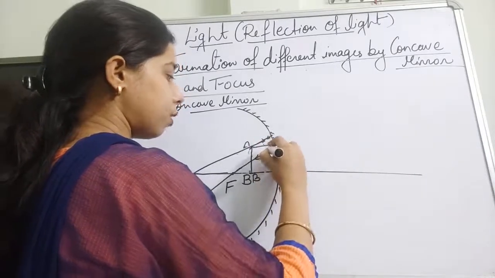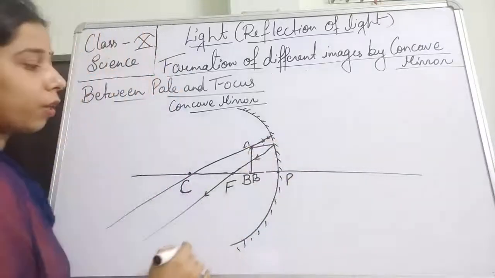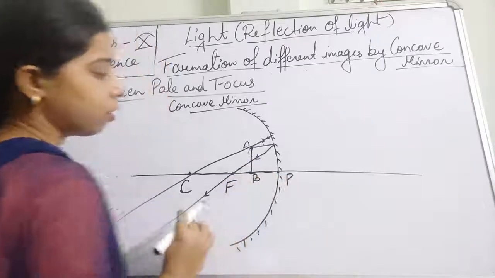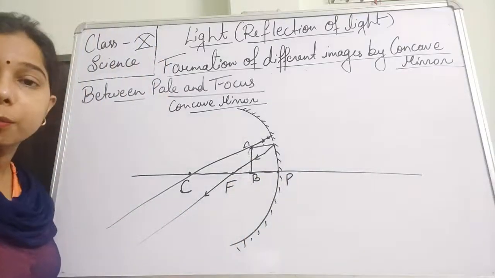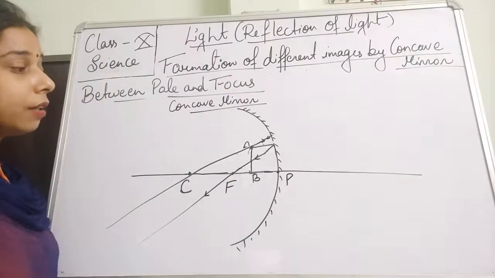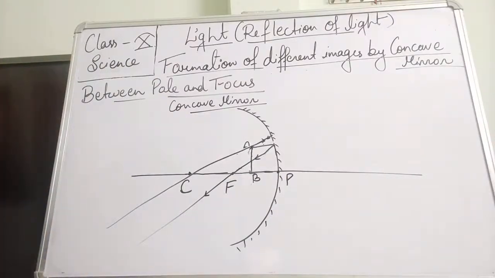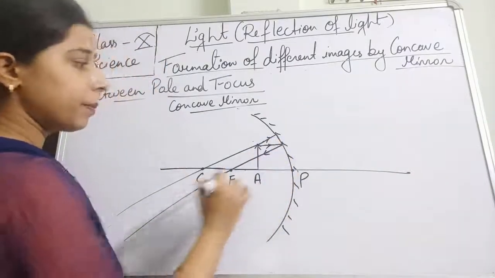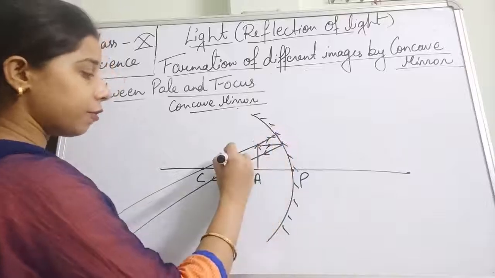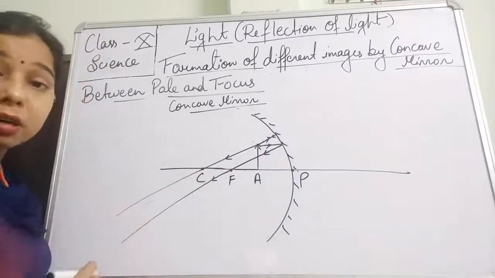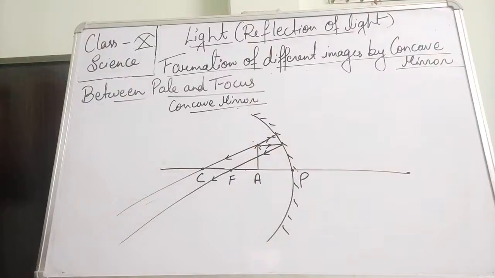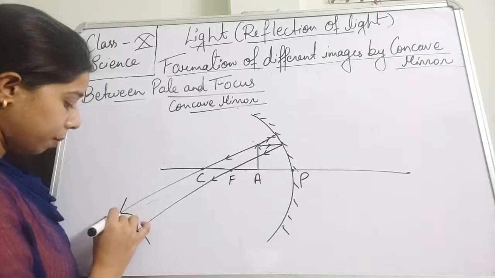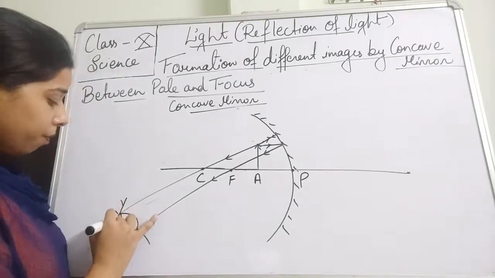You should use a scale to form the ray diagram. It is quite important to draw the ray diagram, students. So you can see here that one ray passes through the principal focus, and another ray after reflection passes through the center of curvature, students. Now, here is the eye of the person.